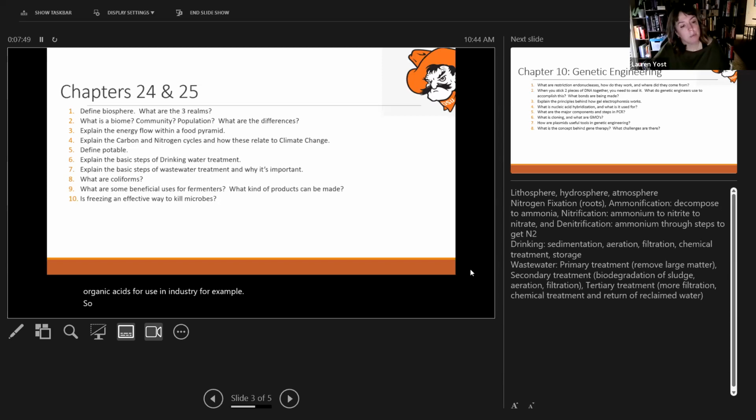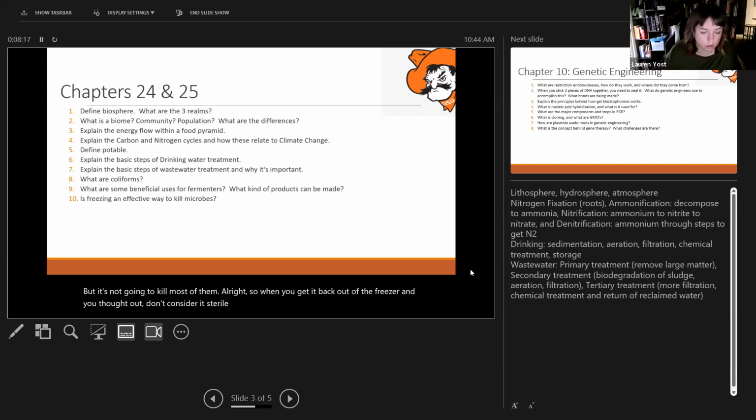So freezing microbes will not kill them. Freezing microbes will not kill them. In general, just assume no microbes can be killed by freezing. There are some that can, but do not rely on that for food safety, please. It will preserve your food, stop most microbes from growing, but it's not going to kill most of them. All right. So when you get it back out of the freezer and you thaw it out, don't consider it sterile or something. It's not true.